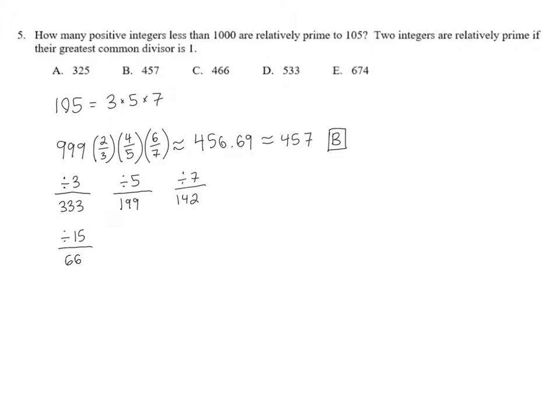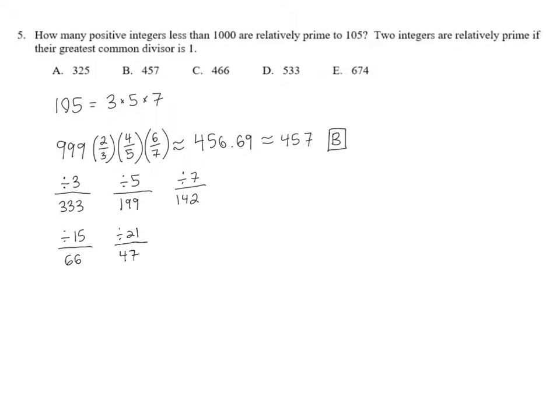But we've also overcounted the numbers that are divisible by 21, because we counted those numbers in the group of numbers divisible by 3, and we also counted those in the numbers divisible by 7. So we need to pull them out as well. 999 divided by 21 is 47.57 something. So there are actually 47 numbers that are divisible by 21, which means they're divisible by both 3 and 7, and we counted them twice, so we've got to get rid of them.